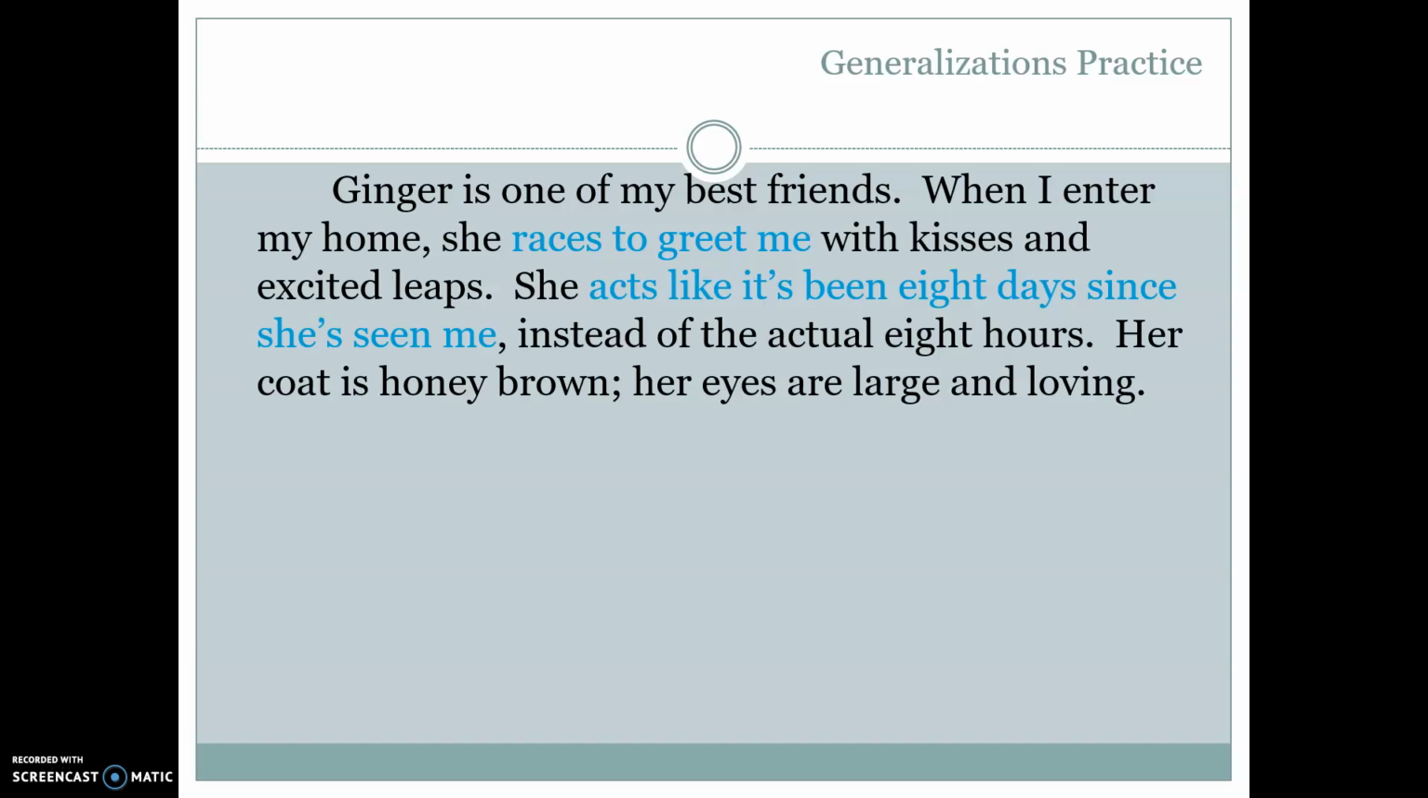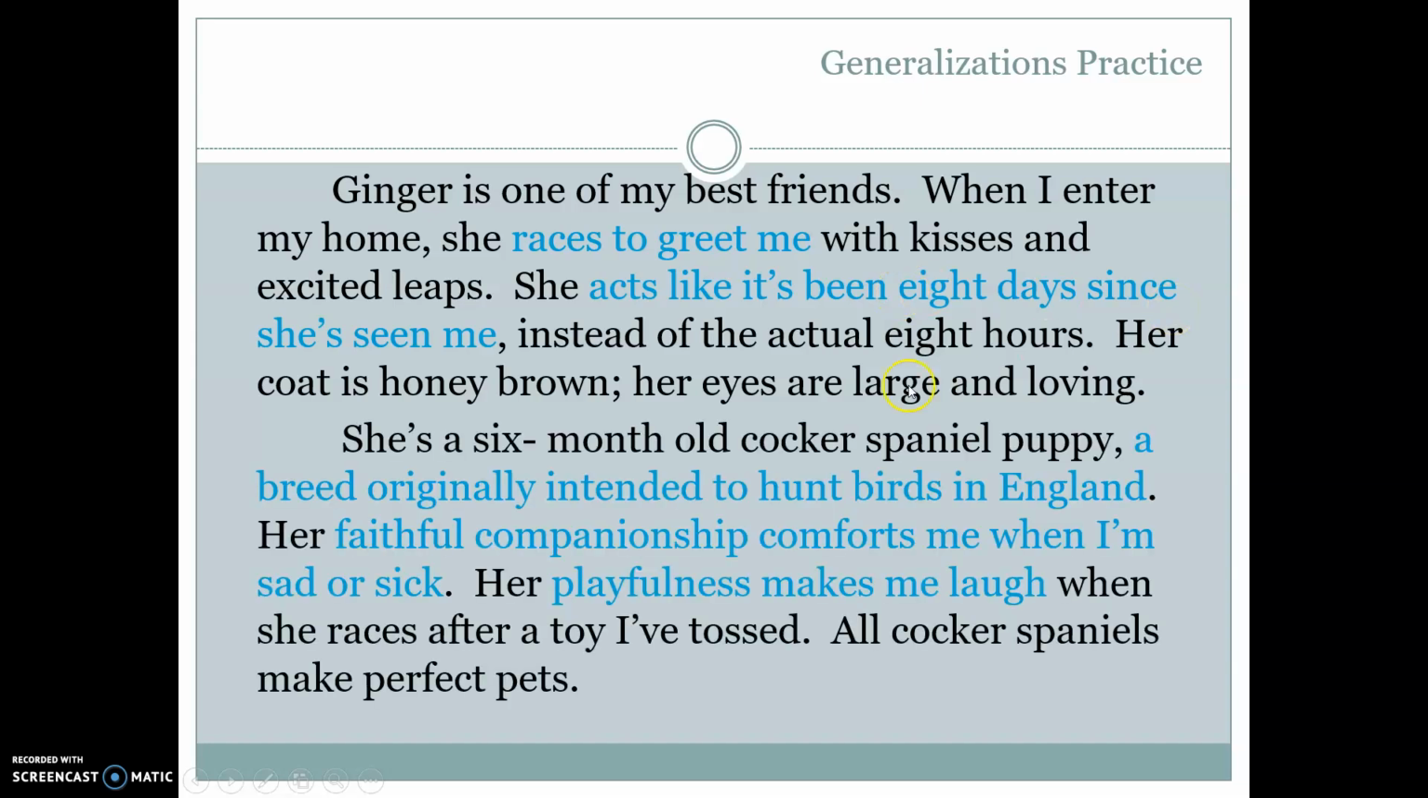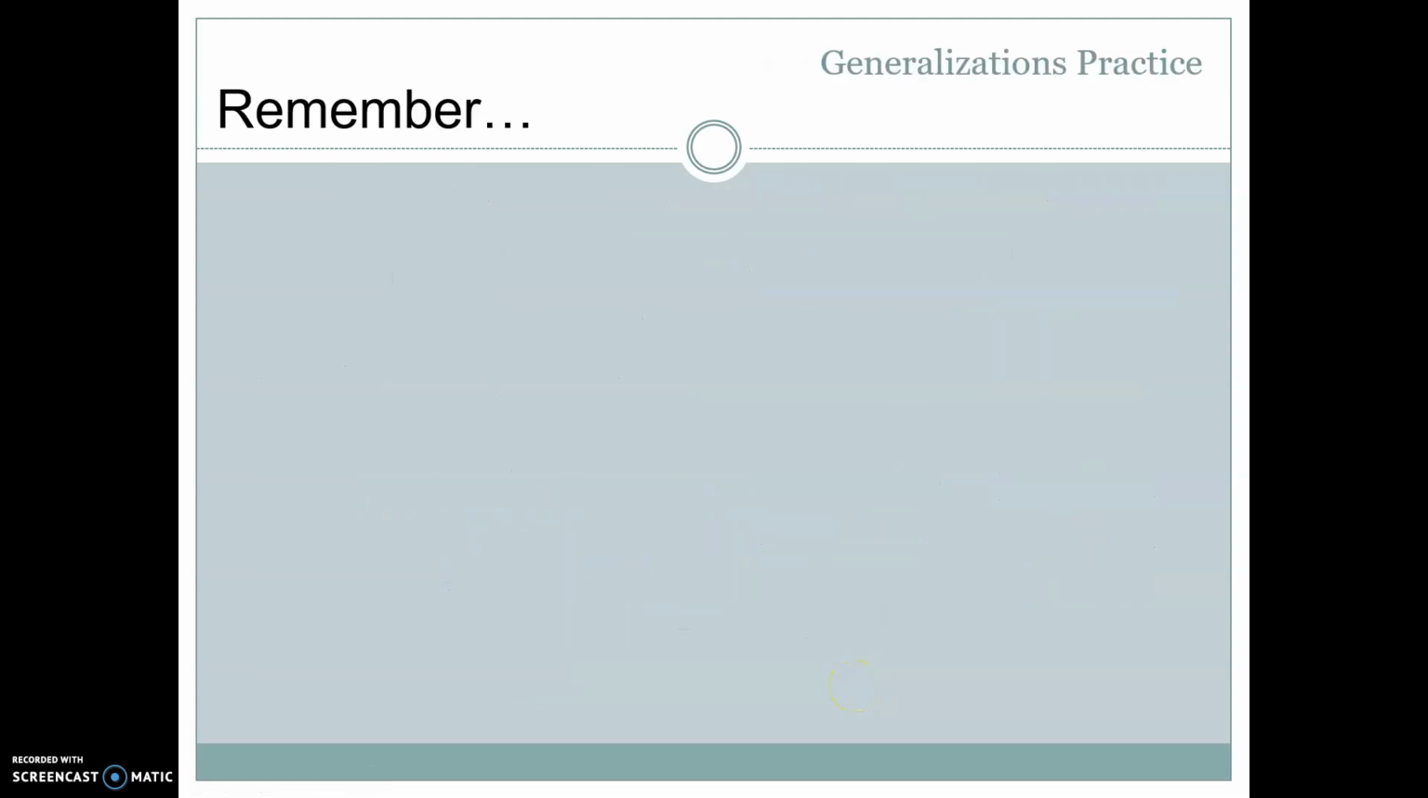So here we can see the highlighted words are actually evidence. For example, races to greet me, acts like it's been 8 days since she's seen me, a breed originally intended to hunt birds in England, faithful companionship, playfulness. All these words help me believe that she is a dog and that she is a very loyal dog.